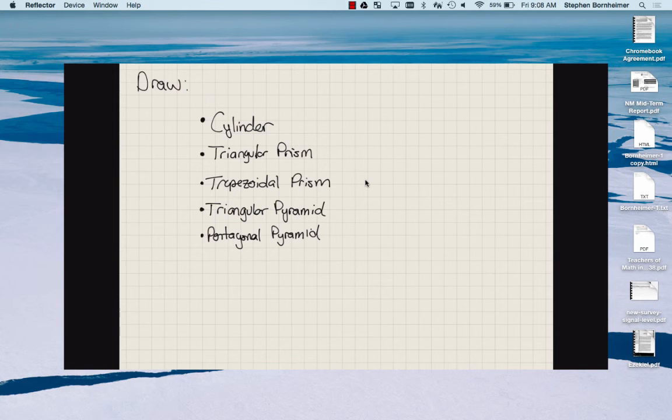A pentagonal pyramid is going to be a pyramid that has what as its base? A pentagon. A triangular pyramid is a pyramid that has what as its base? A triangle. A trapezoidal prism is going to have two bases that are trapezoids. And a triangular prism is going to have two bases that are triangles.